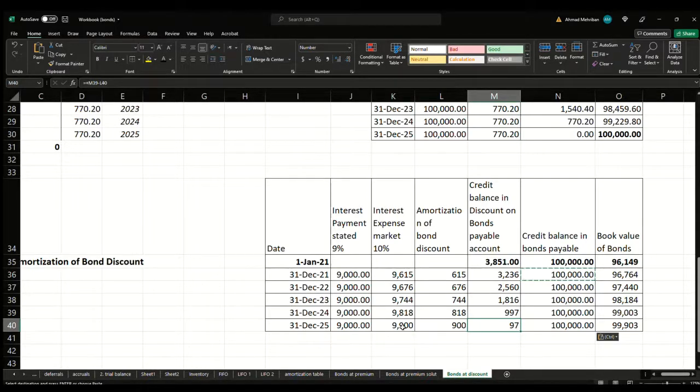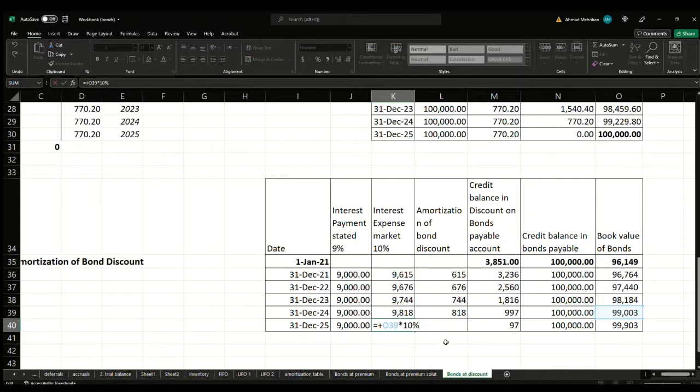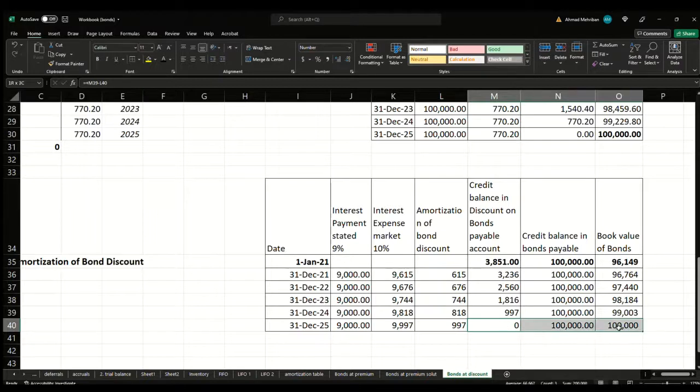I can fix that by adding it to the interest expense, increasing the expense, and it's going to give me the exact amount that I need. So 97 again is a rounding error. Normally I can just leave it like this, which basically means that I have to increase my expense. Just a second, go back. My amortization is going to increase as well, and at the end I'm going to come back to the book value of the bonds by the end of the 5th year of 100,000.